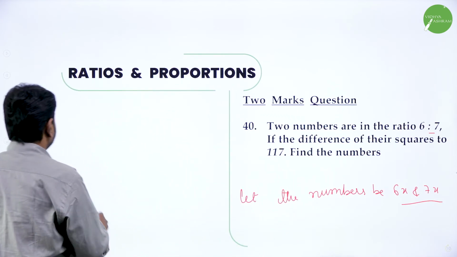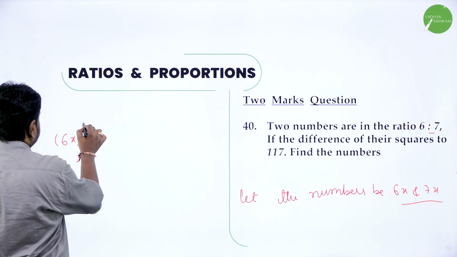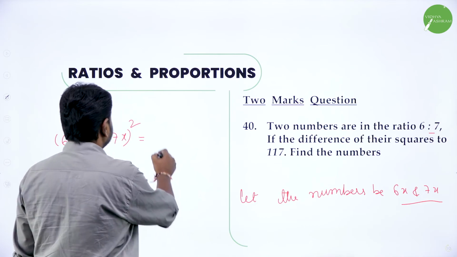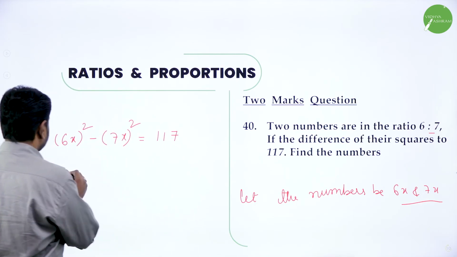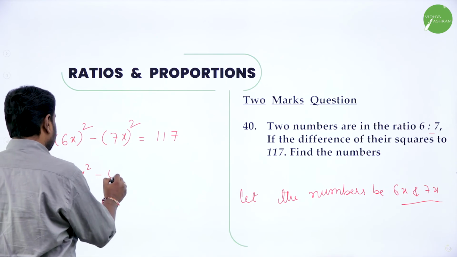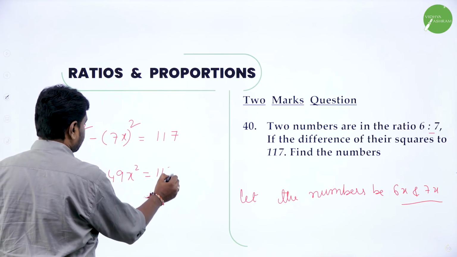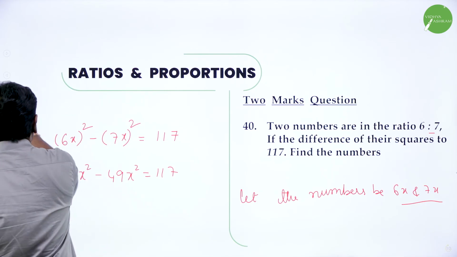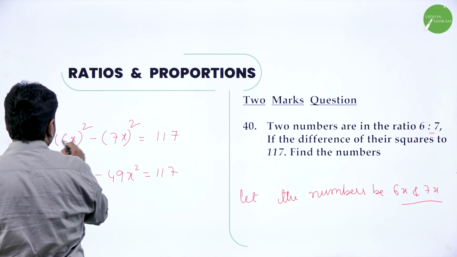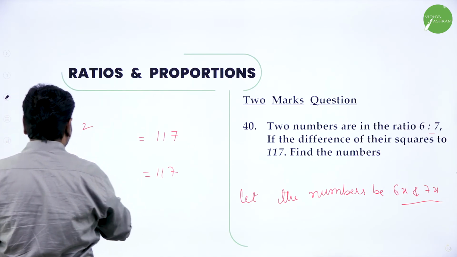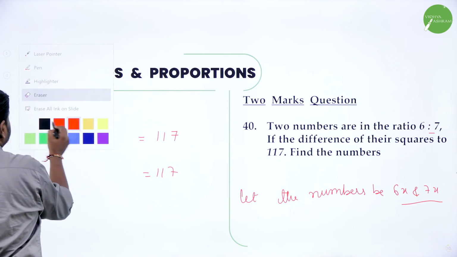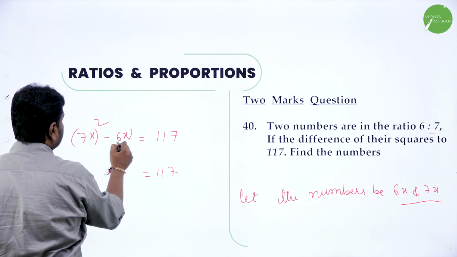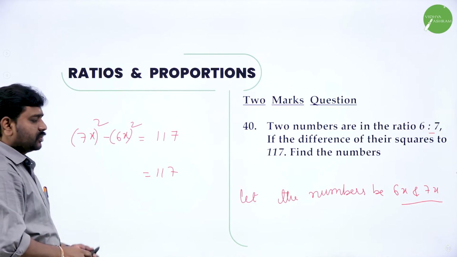If the difference of the squares, what does it mean? 6x square minus 7x square is equal to 117. So 36x square minus 49x square is equal to 117. Sorry. When they ask you to find the difference of the squares, take the higher value minus the lower value. Obviously 6x will be smaller and 7x will be greater. So difference means minus, and of their squares means 7x square minus 6x square. I am taking the positive square, because minus means more minus less.